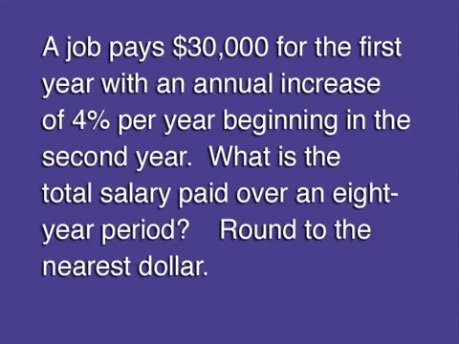A job pays $30,000 for the first year with an annual increase of 4% per year beginning in the second year. What is the total salary paid over an 8-year period? Round to the nearest dollar.